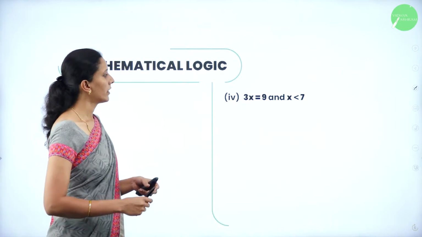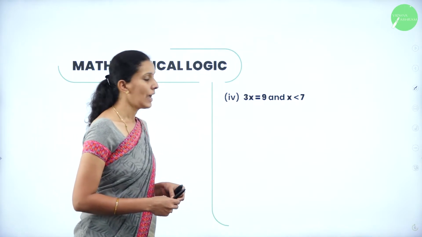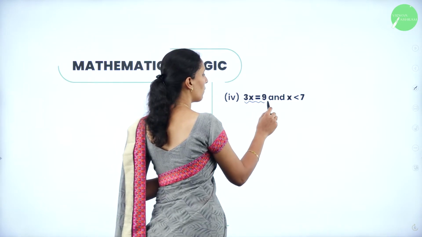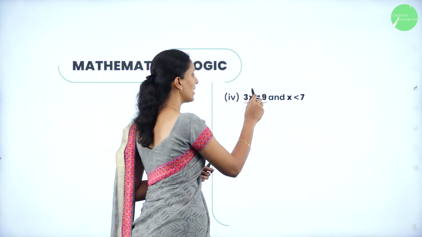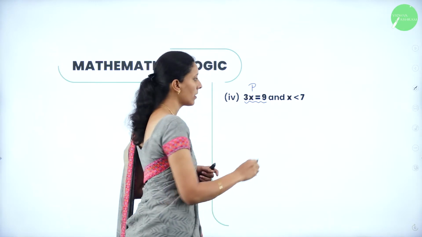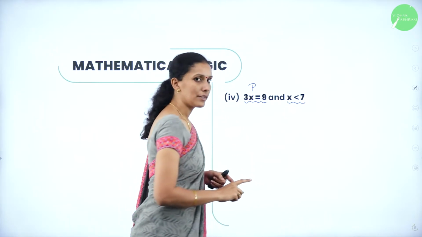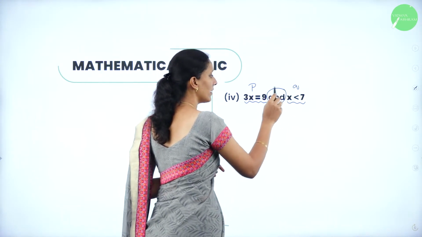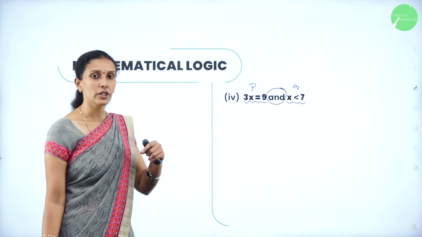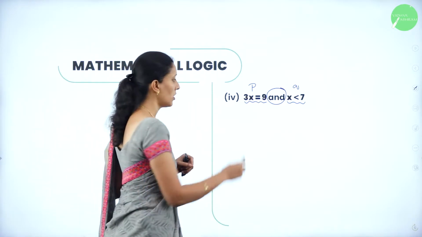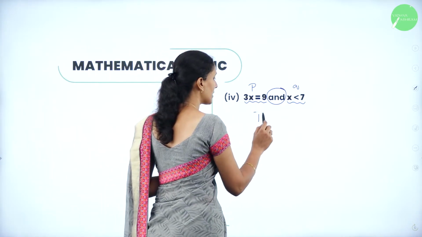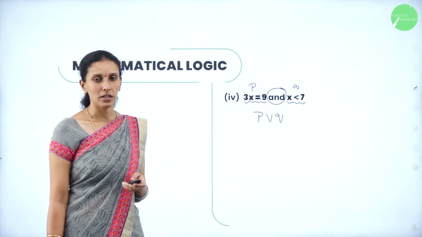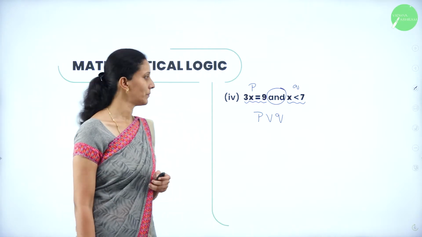Next one. 3x is equal to 9 and x less than 7. So 3x is equal to 9, we can consider it as one simple proposition P. x less than 7 can be considered as one more simple proposition Q. Since we have a connective and, where we use the word and in conjunction, this can be symbolized as P and Q. So this is the symbolization of the given statement.